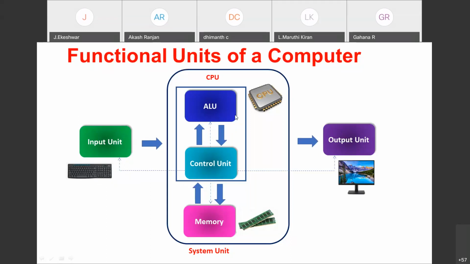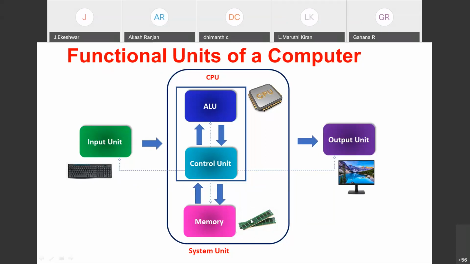Coming to the system unit. As I told, what are the two components you find in the system unit? That is the CPU and the memory. So what is the purpose of the CPU? Whatever instructions are stored in the memory will be fetched, decoded and executed. Once the instructions are received from the input unit, they will be stored in the memory and processed in this system unit, that is the CPU.